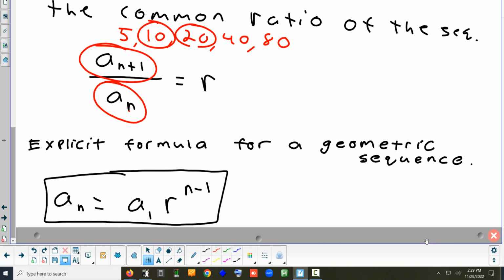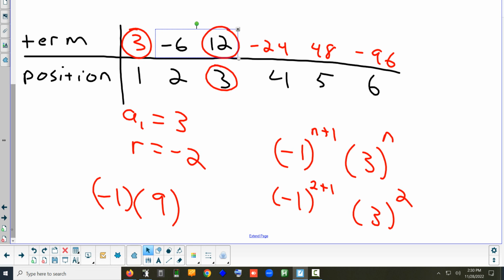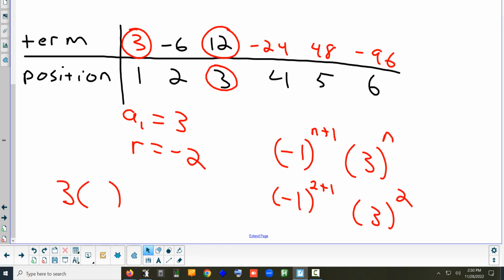So you were right to put like an n in the exponent and then a +1 or a -1. You can actually do it a couple different ways. But that's the formula. Let's go try it. So it's the first term times r to the n minus 1. So first term times r to the n minus 1. Okay. What's my first term? 3. What's my r value? -2 to the n minus 1.